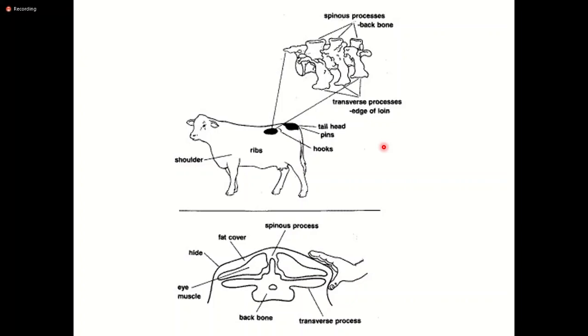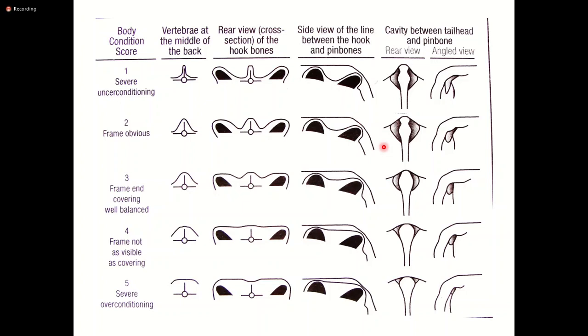We usually check their backbones, the hip bones, the ribs, the shoulders, their tails, and everything, right? Externally, we can touch them and observe them, and we give a specific mark for these animals. For example, this is a scale showing you how to categorize these animals based on the body condition score. So this is the body condition score 1, 2, 3, 4, and 5.